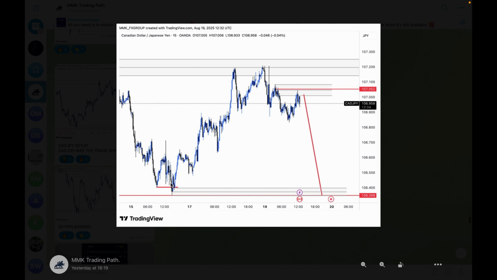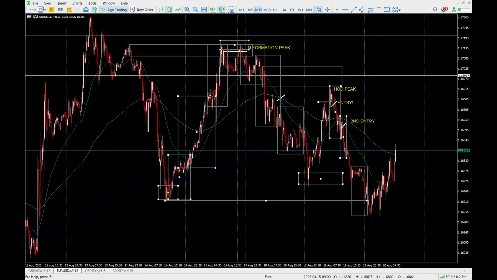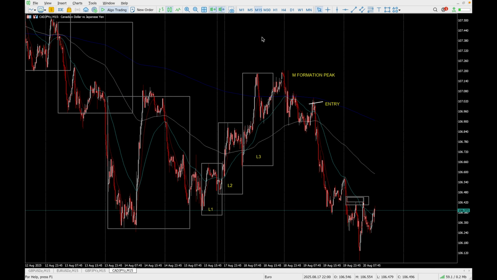Very simple. What I can identify is a peak formation, right? We had level 1 into a consolidation, level 2, level 3, peak formation, and we were now going the other direction. So if I actually go to the BTMM side of things, this is what we had on CAD JPY.